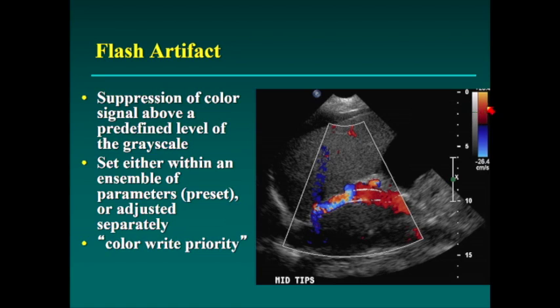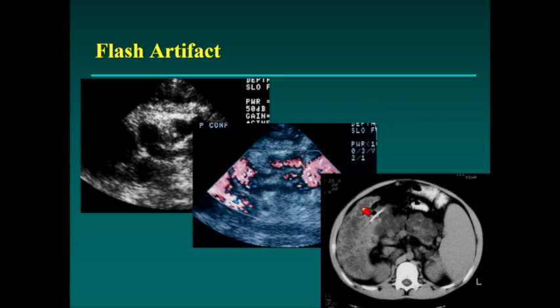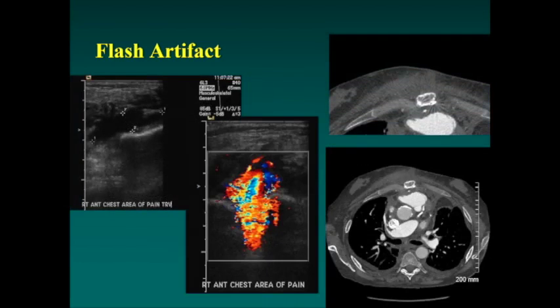Here it is. In this particular manufacturer, you have this line here, and that line tells you the level of the grayscale over which color will overwrite the grayscale. So here's that, and what that means is that if that's not set correctly, you can have color overriding the grayscale and indicating flow, like we have here, when in fact there is no flow, because this person is a CF patient with macrocystic change in the pancreas. And there is no flow, but it was a misadjustment of the color write priority. Here's another example. 2 minutes.